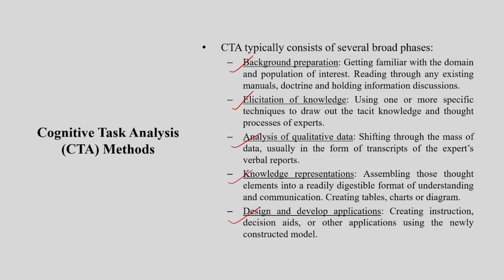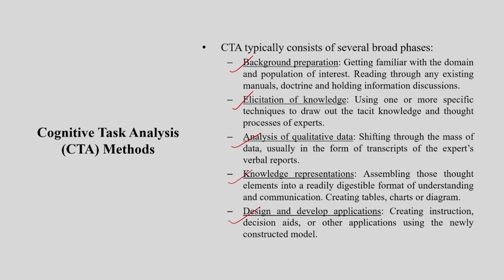The last step is to design and develop the particular application. That means creating instructions, decision aids or other applications using the newly constructed model. At the end, definitely we are going to design and construct a particular model, and ultimately from all this information we are going to build it. So, these are the basic 5 steps, or phases, that we should take up when we are talking about cognitive task analysis methods.